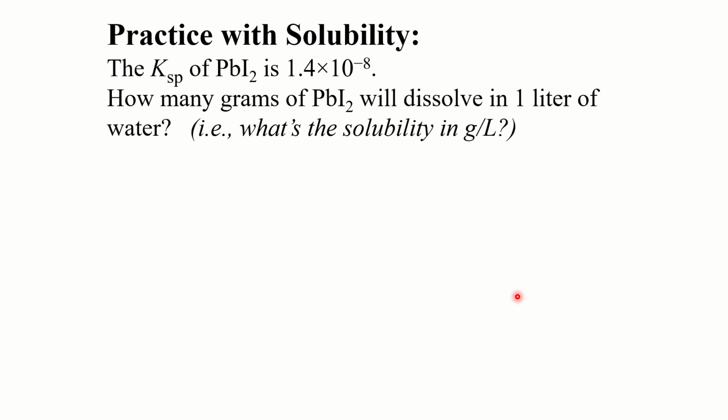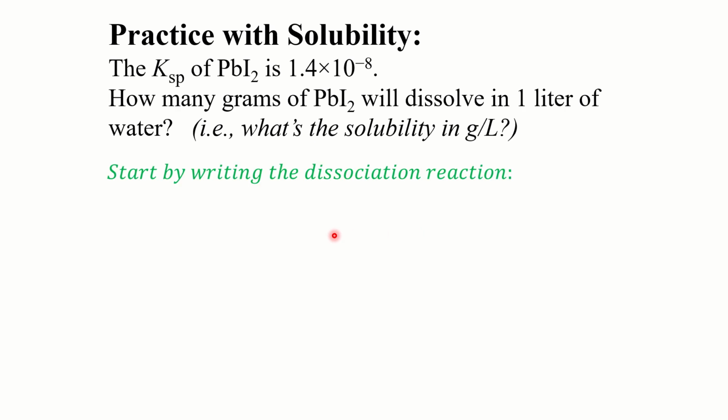All right, let's go ahead and look at another problem. This one states the Ksp of PbI2 is 1.4 times 10 to the negative 8th. How many grams of PbI2 will dissolve in 1 liter of water? Essentially, what is the solubility in grams per liter? So let's start by writing the dissociation reaction. So PbI2 dissociates to form Pb2+ and 2 I-.